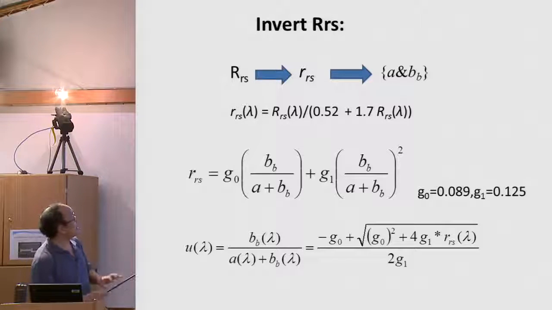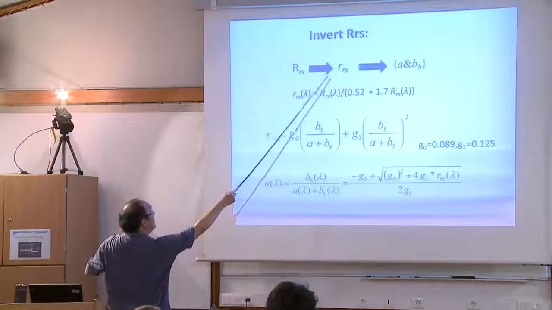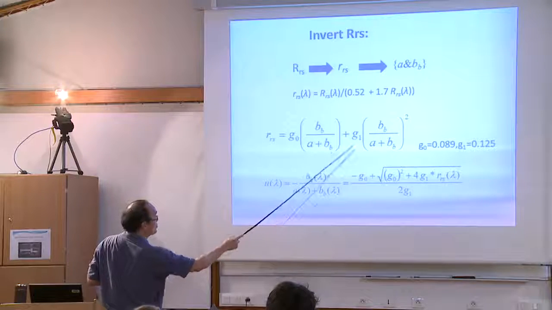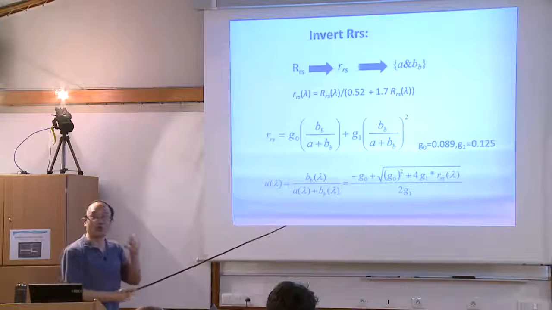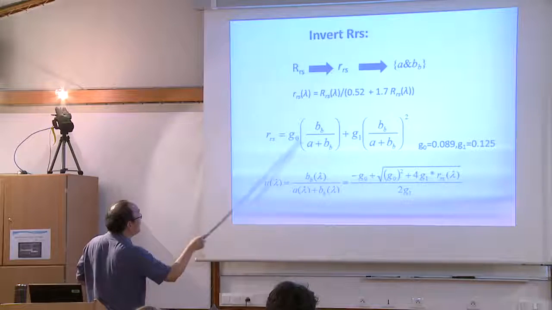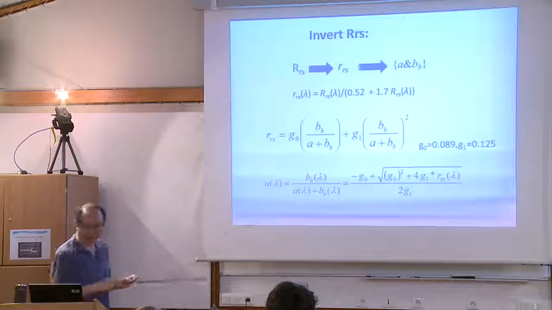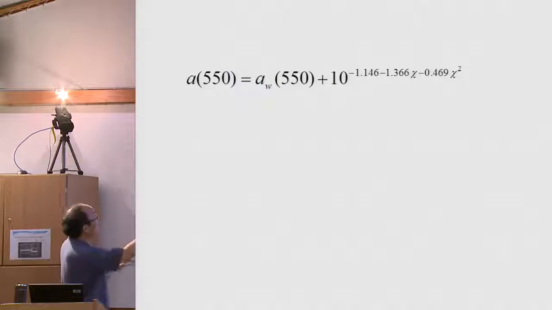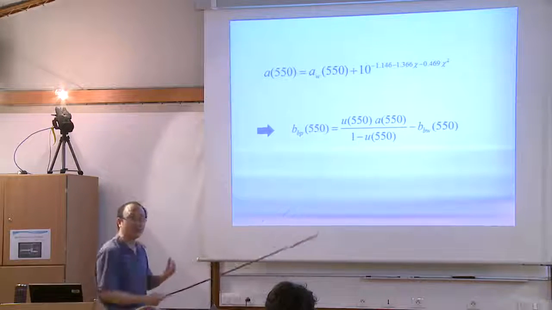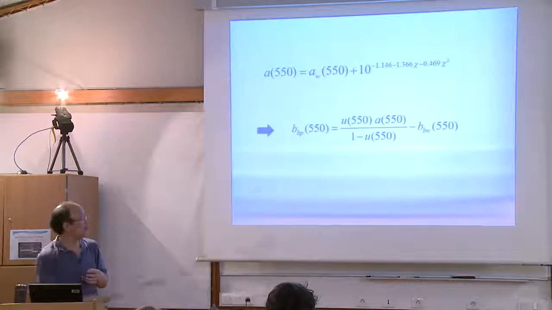So the steps of this QAA: we have a big RS that's above water, then get below water. Below water, this BB over A plus BB relationship is Gordon's formula. From this, basically the quadratic equation, we can solve for this U. U is BB over A plus BB. We get U from RS. Straightforward, it's a simple math problem. We get U lambda. Then we get A550, as I mentioned earlier. Then we can calculate BB550 from this U. Remember, U is BB over A plus BB. So you know A, you know U, you can calculate BB.